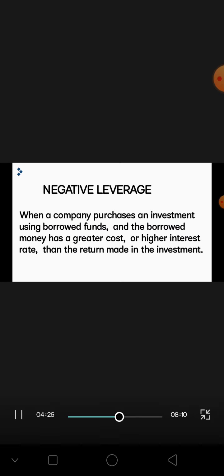In negative leverage, a company purchases an investment using borrowed funds, and the money has a greater cost or higher interest rate than the return made on the investment.